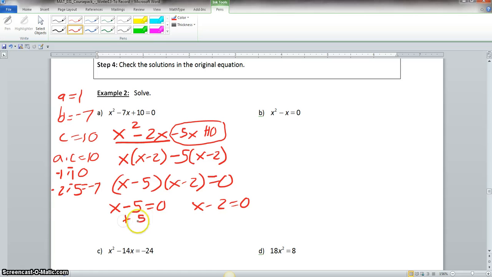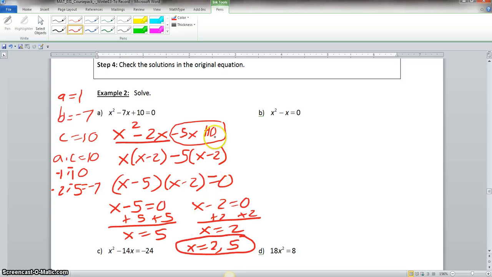Now we solve for x. We add 5 on both sides, and x is equal to 5. We add 2 on both sides, and x equals 2. So our final answer here would be x is equal to 2 comma 5. That is our final answer.